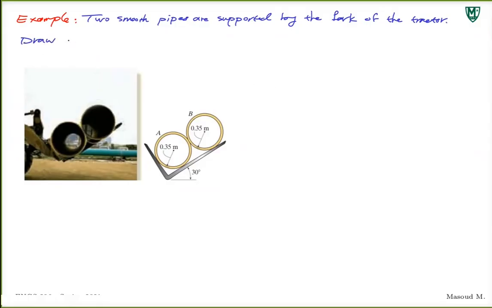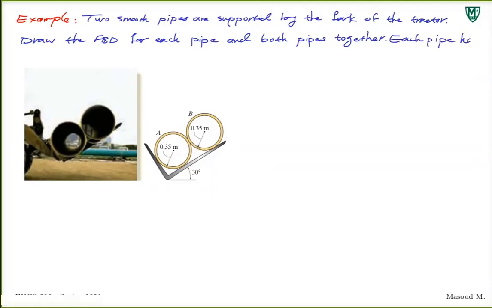We are asked to draw the free body diagram for each pipe and both pipes. Right, so draw the free body diagram for pipe A, draw free body diagram for pipe B, and consider both of them as one system and draw the free body diagram for both pipes together. So we have to draw 3 free body diagrams. Each pipe has a mass of 300 kilograms. All right.